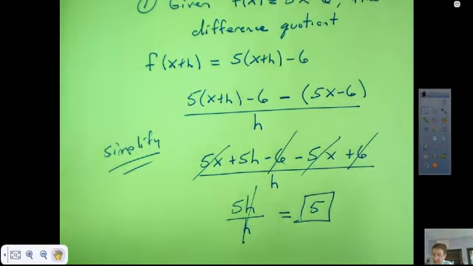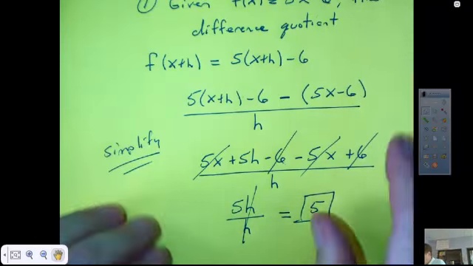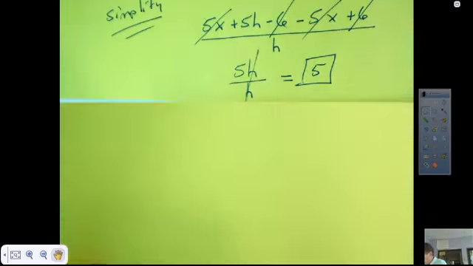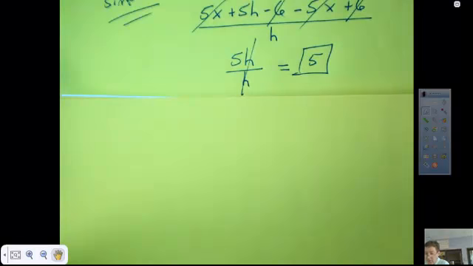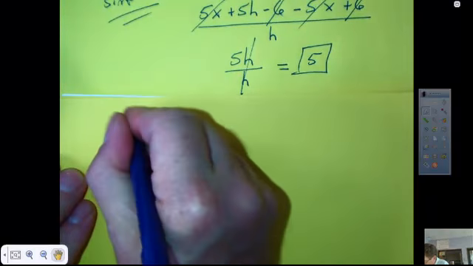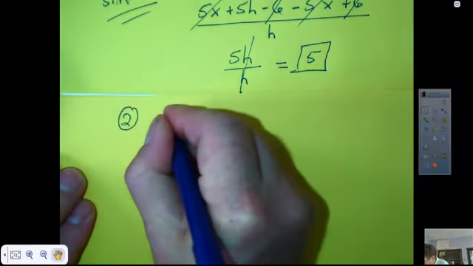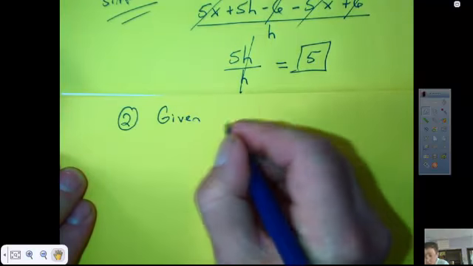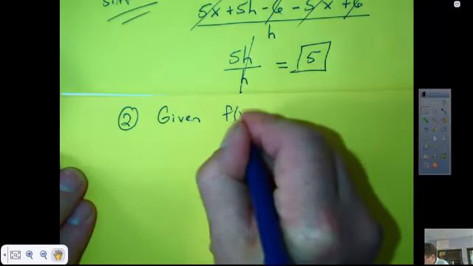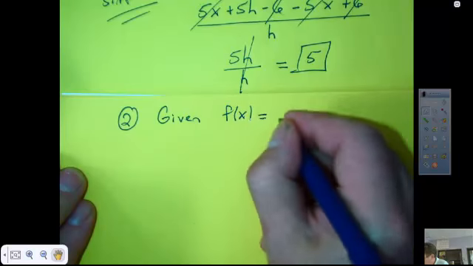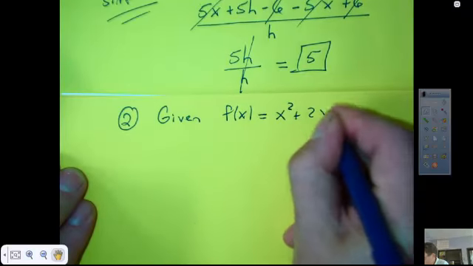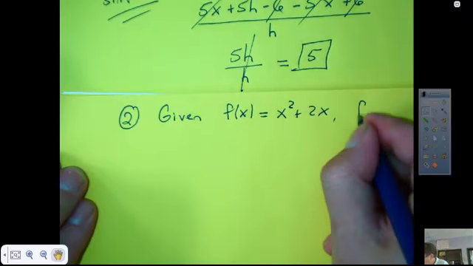Alright, let's do one that's a little more challenging, because that was a linear one, pretty simple. I want to do a quadratic one. I don't want to go any higher than a quadratic. But let's try this. The function we're given is f of x equals x squared plus 2x. You want to find the difference quotient.